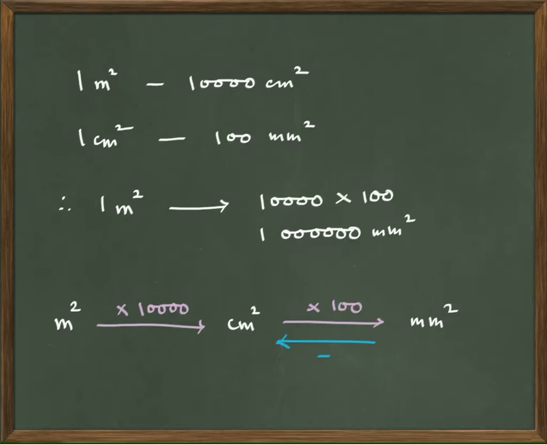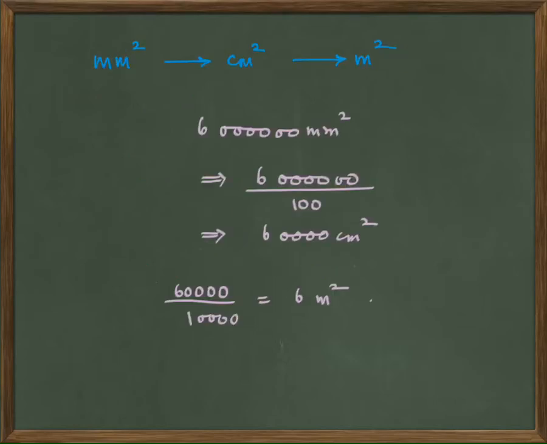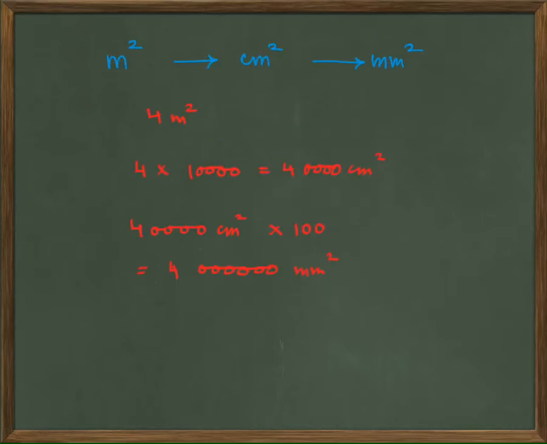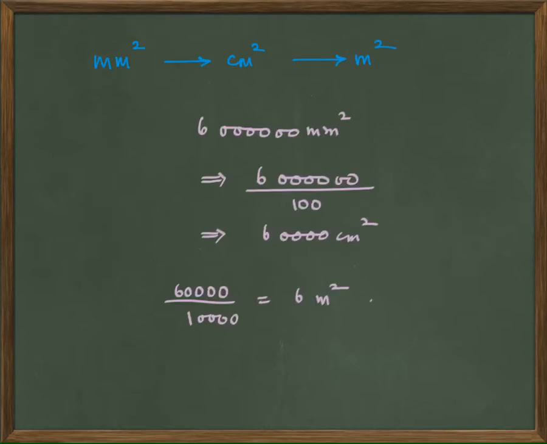What's the other way? The opposite of multiplication is division. So millimeter square to centimeter square, division by 100. Centimeter square to meter square, that is division by 1 with 4 zeros. Now let's look at this example. In this example, we have 4 meter square, that is converted into centimeter square and then converted to millimeter square. In the other example, we are converting millimeter square to centimeter square to meter square. Now this is the concept of division. Let's look at both the examples. Now this thing about area is done.